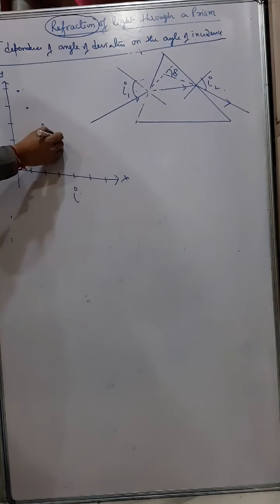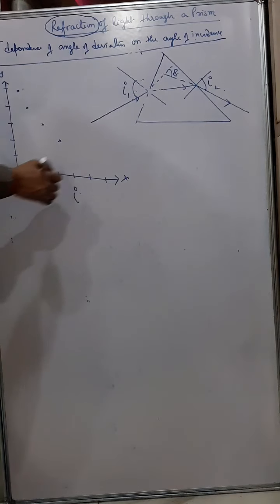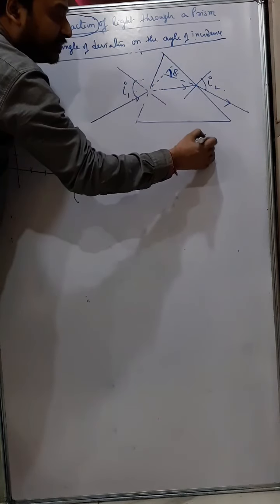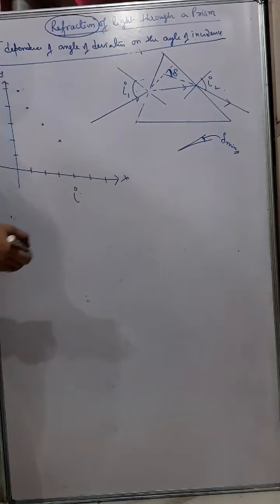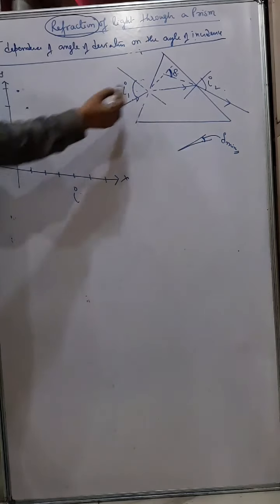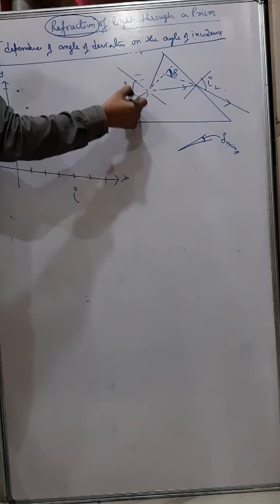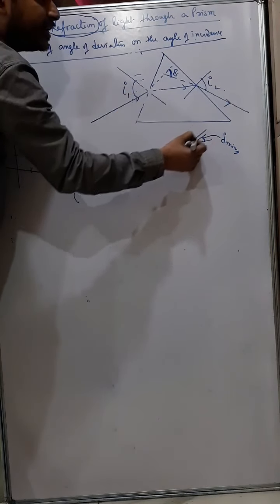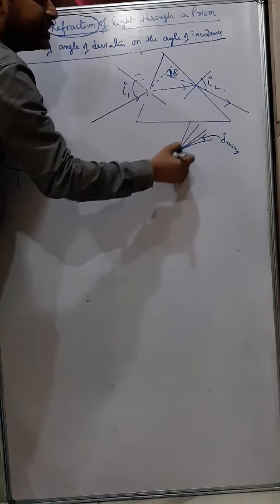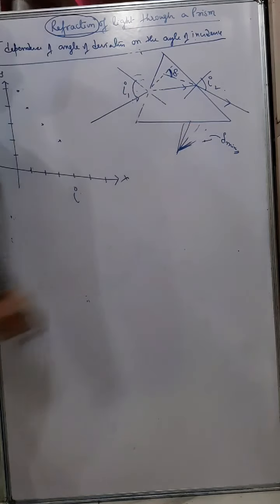Again, as I increase the angle of incidence more, the angle of deviation decreases. But once it reaches a very minimum value, that is called the minimum angle of deviation. After reaching that value, now what will happen? Now as I increase the angle of incidence, the angle of deviation starts increasing. Understand?